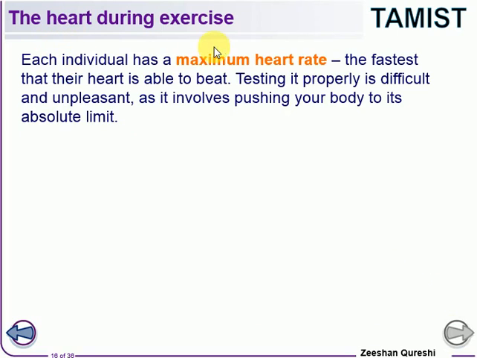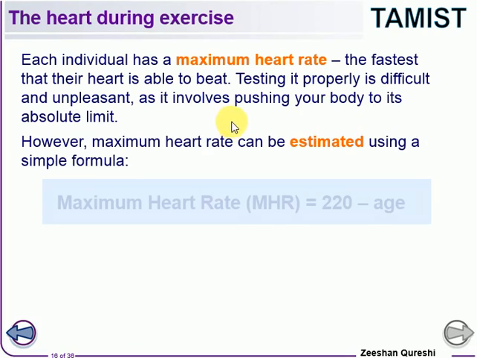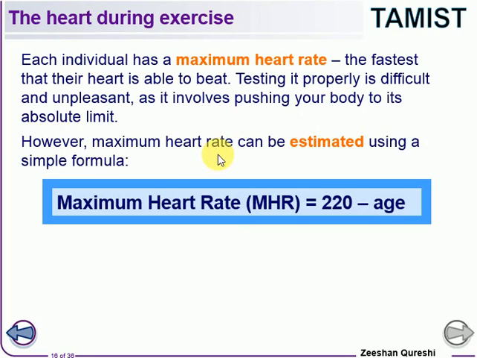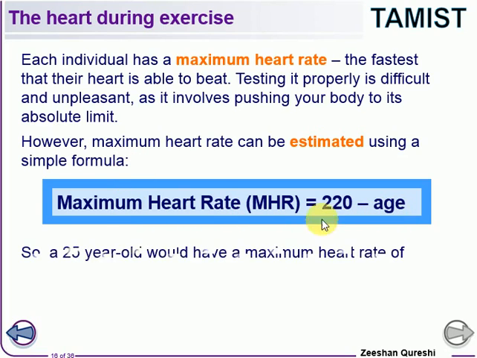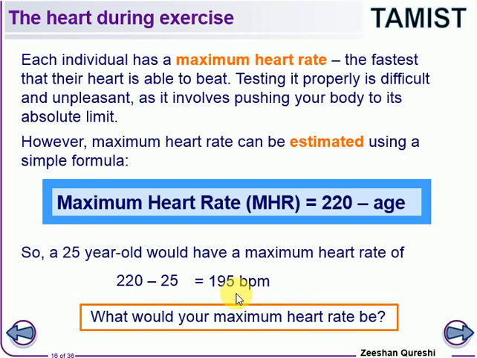Each individual has a maximum heart rate, the fastest that their heart is able to beat. Testing it properly is difficult and unpleasant, as it involves pushing your body to its absolute limit. However, maximum heart rate can be estimated using a simple formula. The maximum heart rate (MHR) is equal to 220 minus the age. Let us consider the age of the subject is 25. So the maximum heart rate (MHR) is 195 beats per minute.